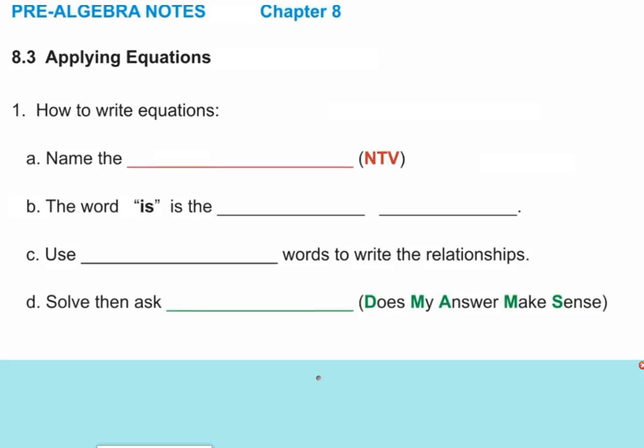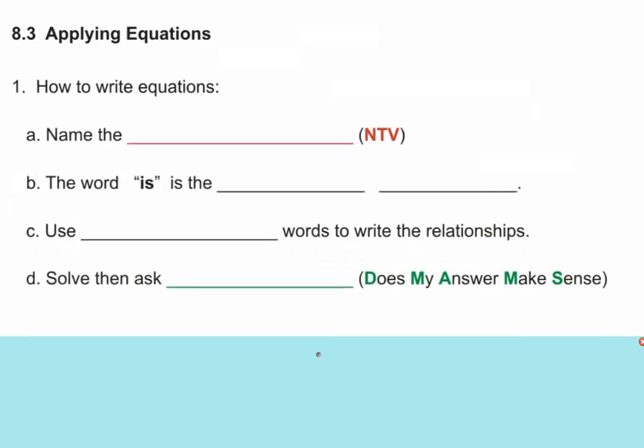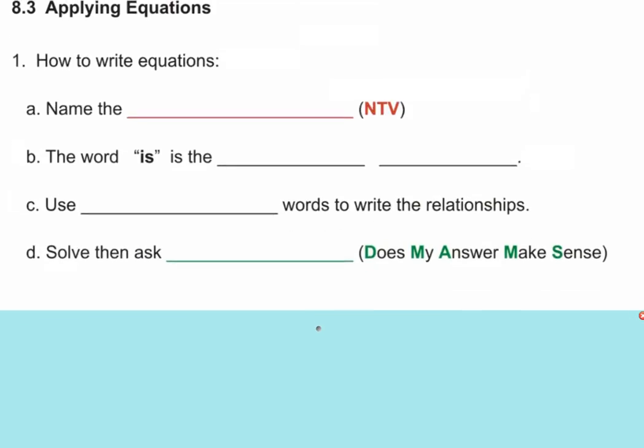All right, so this is 8.3, applying equations, and basically what it involves is word problems. So now we have to take what we've learned about equations and we have to make the equation. Then we'll have to solve the equation. So a couple aspects, some things I want to try to show you to help you along in that process. But what we've got to do is take the words, turn it into an equation, and then go ahead and solve the equation.